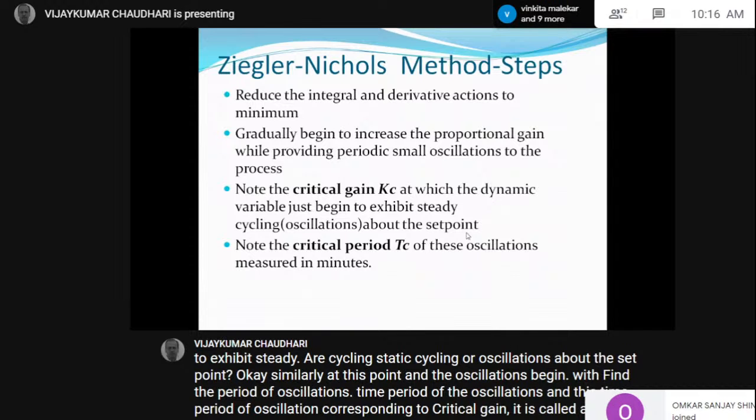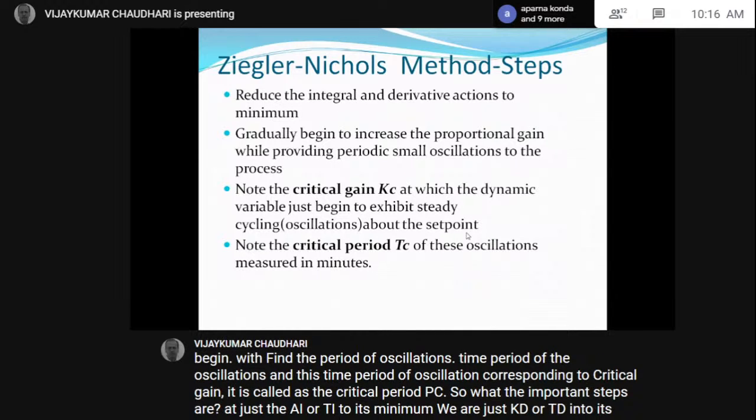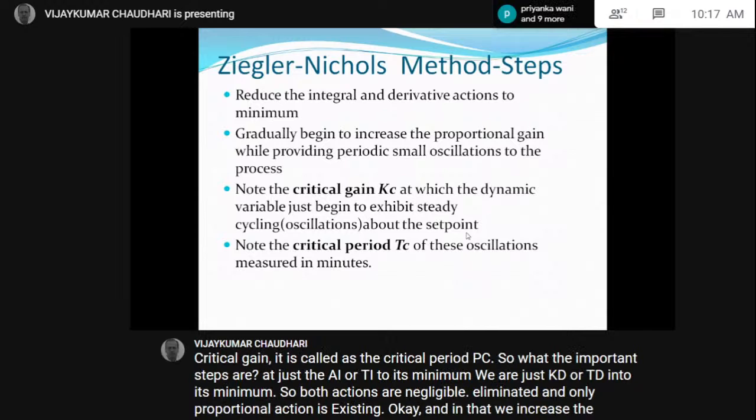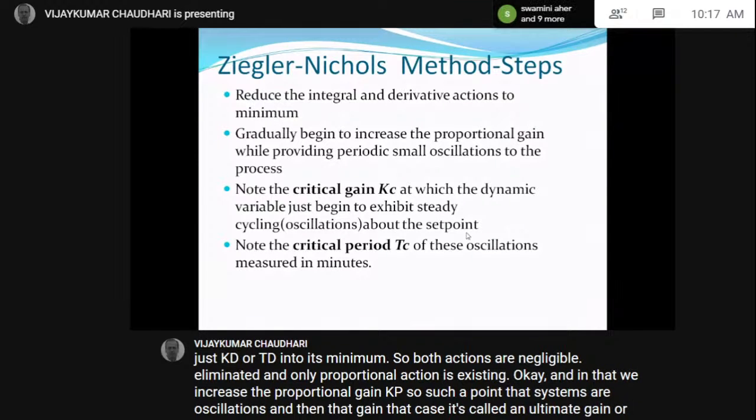So what are the important steps? We adjust Ki or Ti to its minimum. We adjust Kd or Td to its minimum. So both actions are eliminated, and only proportional action exists. In that, we increase the proportional gain Kp to such a point that the system starts oscillating, and that gain is called the ultimate gain or critical gain Kc. Similarly, the period of these oscillations is called the ultimate period or critical period Tc.